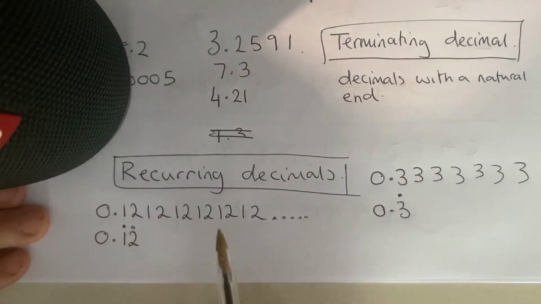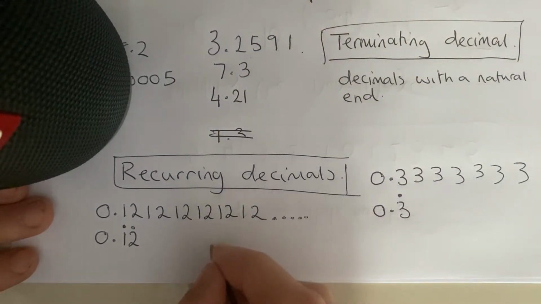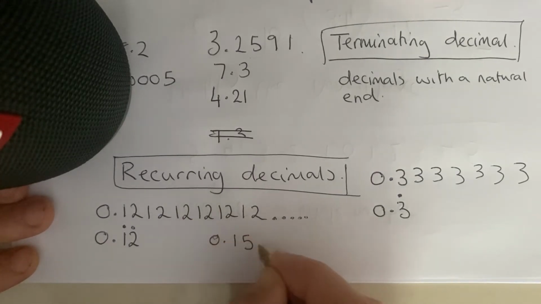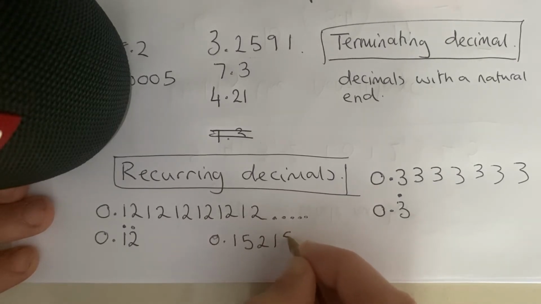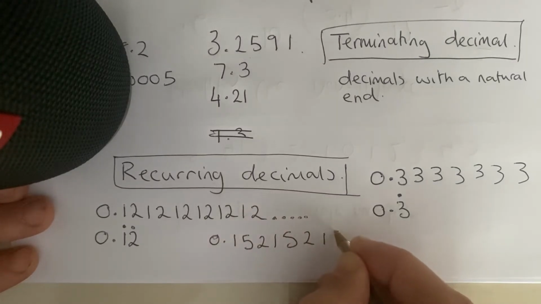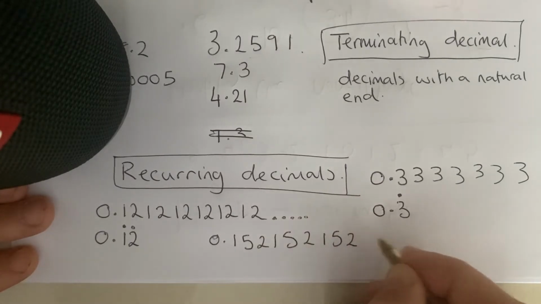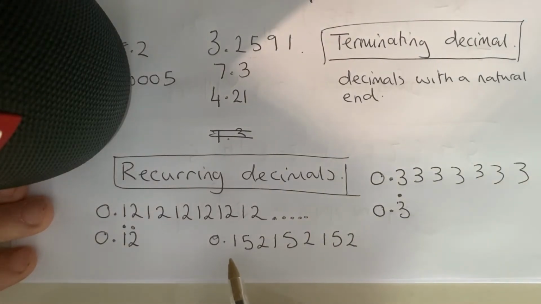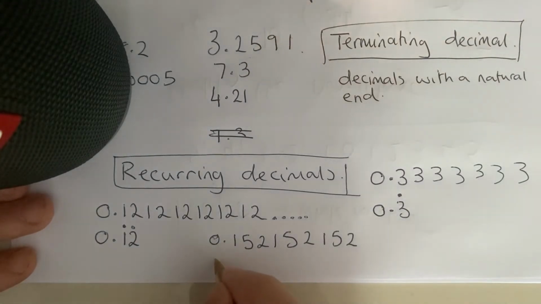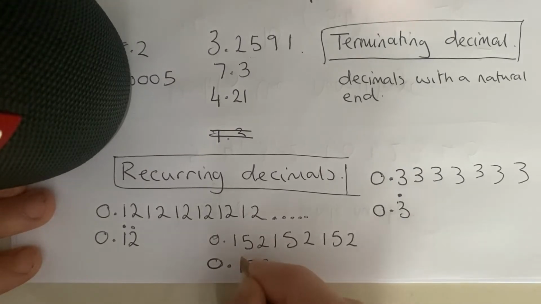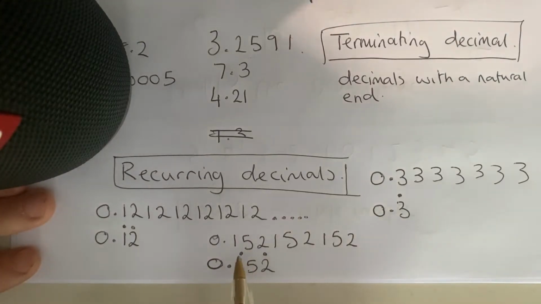Now, if we had a pattern that was slightly longer, for example, 0.152, 152, 152. We can see that the recurring pattern here is the 152. In this case, we don't actually bother putting the dot above everything. We'd put the point here, and we'd go 1, 5, 2, and then we put a dot at the start and a dot at the end. And that's marking the start of the recurring pattern and the end of the recurring pattern.